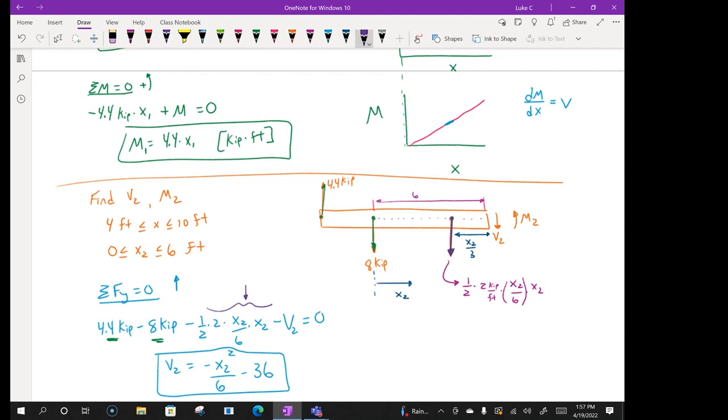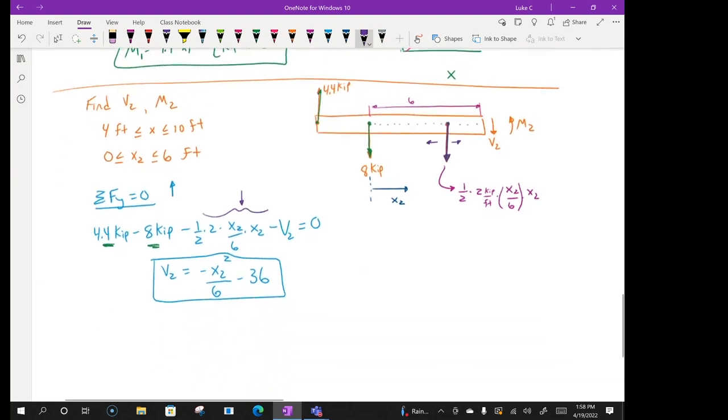So probably technically, I should take that off because this arrow moves back and forth depending on where we are for x. Cool. So this right here is the shear force between 0 and 6 feet. So now we can do the moment.